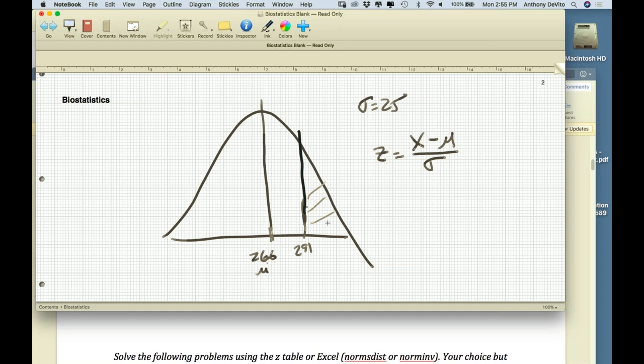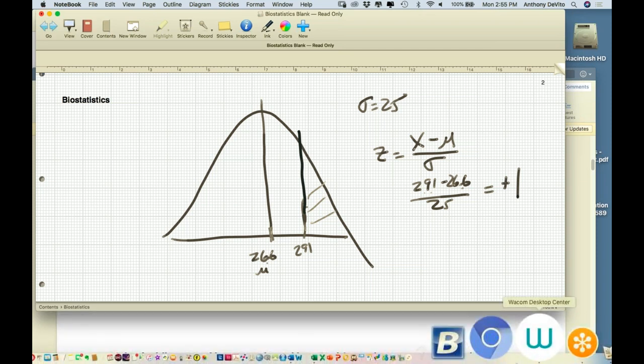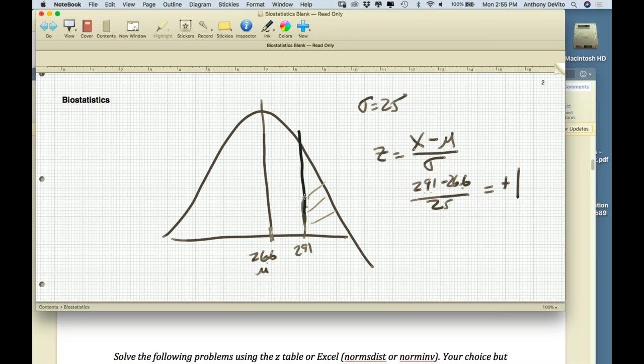So let's see what that winds up being. That's 291 minus 266 over the standard deviation, which is 25. That's 25 more than the mean, right? So the z-score is plus 1, because it's on the right side, the x is bigger than the mean. That z-score, that number of standard deviations, is 1. So what percentage are greater than 291? That's about 16%.